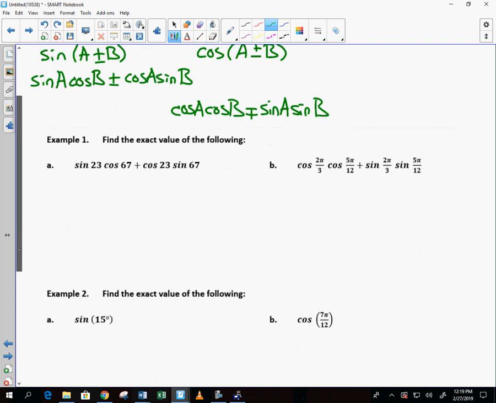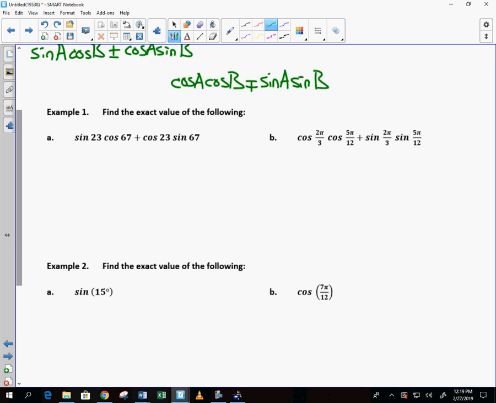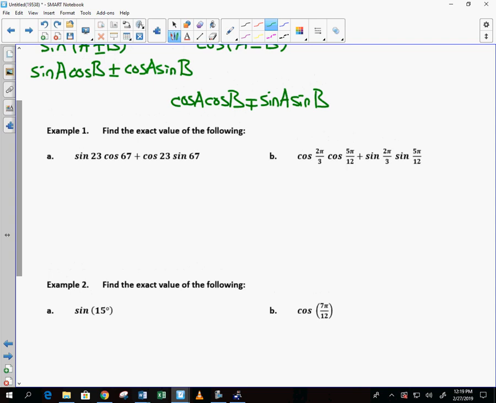Let's check out 1A and 1B. Sine of 23 times cosine of 67 plus cosine of 23 times sine of 67. The fact is that I don't know what the sine of 23 is, and I don't know what the sine of 67 is. But I can figure out its exact value pretty quickly. You see, this looks like a formula I have right up here, doesn't it? This looks like the sine of some angle A times the cosine of some angle B plus the cosine of angle A times the sine of angle B. Well, didn't we learn that that's the sine of angle A plus B?